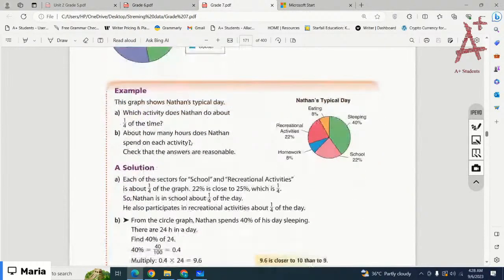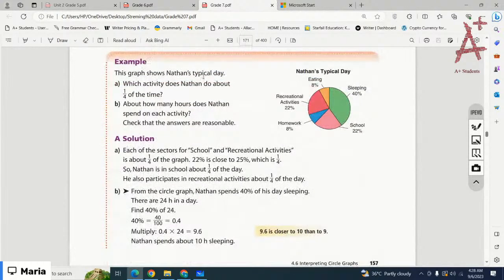Here is the example. Let's just look at this example. The graph shows Nathan's typical day. Which activity does Nathan do about one fourth of the time? About how many hours does Nathan spend on each activity? Okay, you have to see one fourth of the time, right? So you have to calculate one fourth of the graph, right? One fourth means 25%. 25% is close to 22%. That means 25% of the time Nathan is in school.